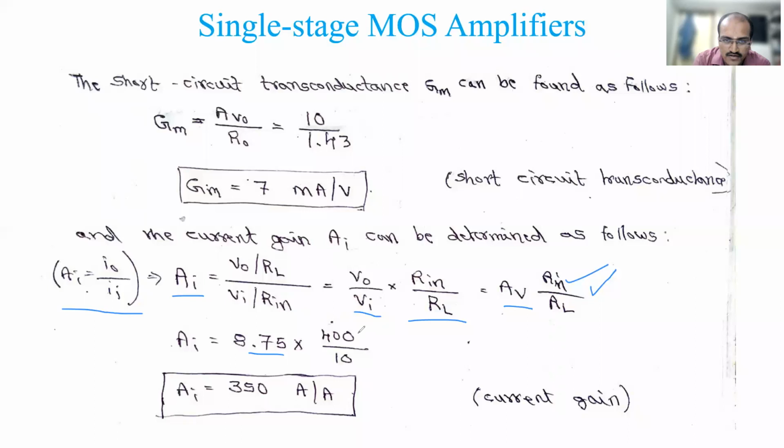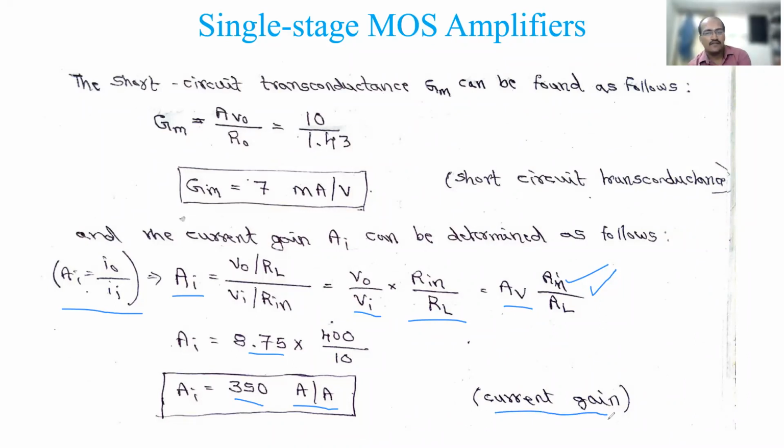See here, there is kilo ohm and here kilo ohm, both K cancel out. Just this becomes a number 40. Okay, 400 by 10, 40. 40 into 8.75 will give you 350. That's why there is no milli or kilo included here, just amps per amps. Current gain is output current by input current. That's why amps per amps we will write, or sometimes they won't write at all. So this is the current gain value.